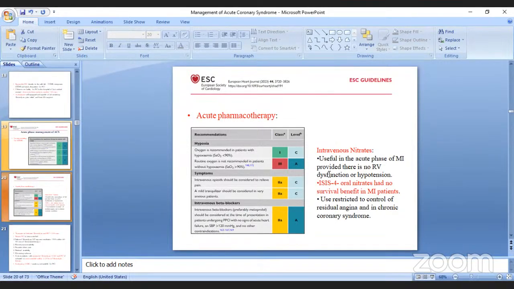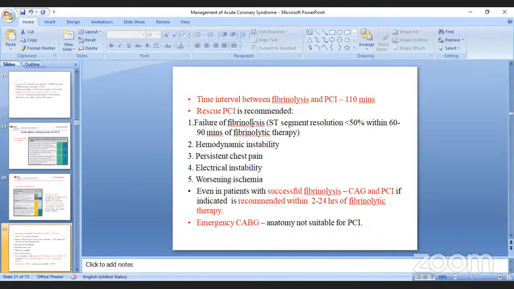In the ISIS-4 trial, it was proven that oral nitrates had no survival benefit in MI patients, and the use is restricted only to the control of residual angina and in chronic coronary syndrome. The time interval between fibrinolysis and PCI should be within 110 minutes. And rescue PCI is recommended if there is failure of fibrinolysis.